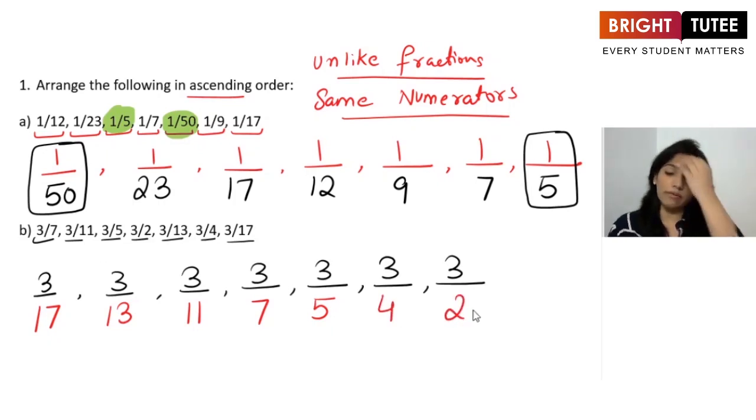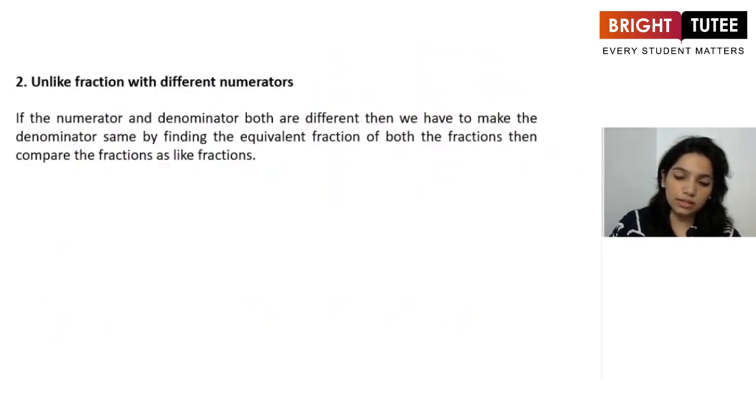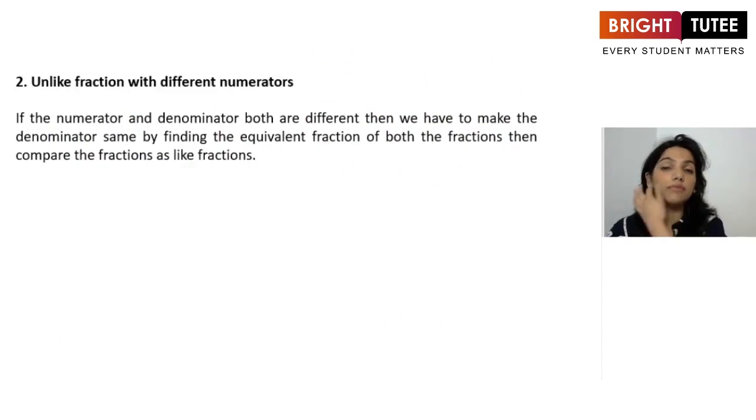So this is how we have arranged these fractions into ascending order, that is, from the smallest to the biggest. Now let's look at the other type of comparison of fractions, where we are comparing unlike fractions, but here the numerators are also different.